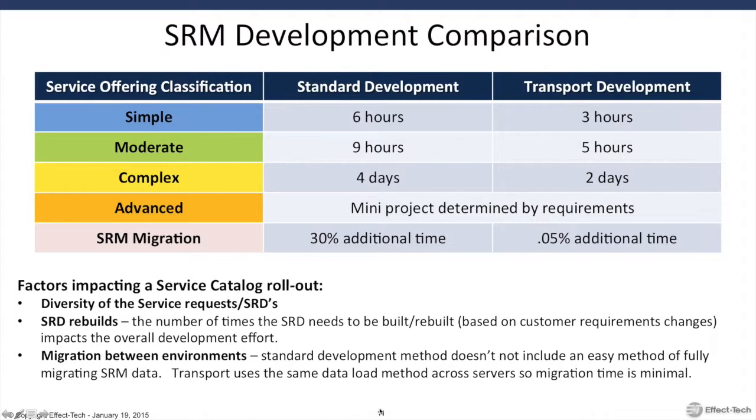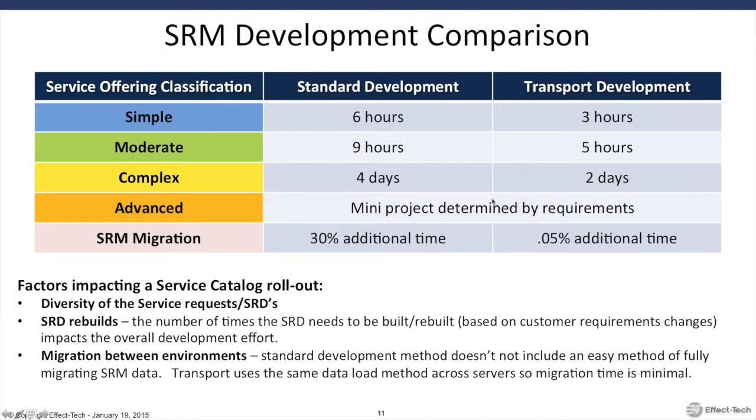Let's compare some numbers. If we were to think about a simple SRD, maybe a couple of fulfillment objects, 25, 30 questions, not a lot of conditional questions, it might take me several hours. Now, 6 hours is quite a bit, but it would take me a considerable amount of time to go through and build that. Whereas with Transport, it's going to be much faster. And what you'll find here is the more we move up, the more the time savings grows. So it's pretty significant, these numbers, as we've measured these.